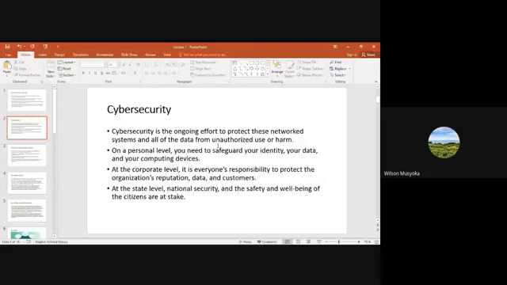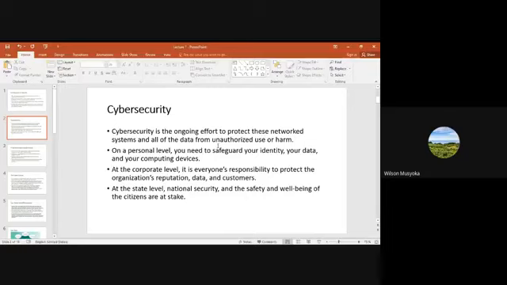So cybersecurity becomes that ongoing effort to protect these systems and the data which is being collected, processed, and stored from unauthorized use or harm. So that is what becomes now cybersecurity or information security. On a personal level, you need to safeguard your identity, your data, and your computing devices.